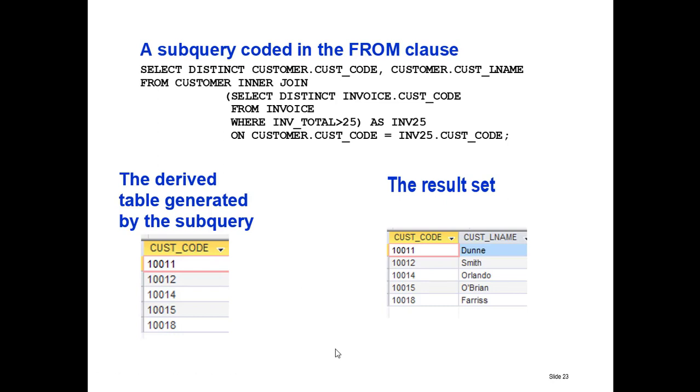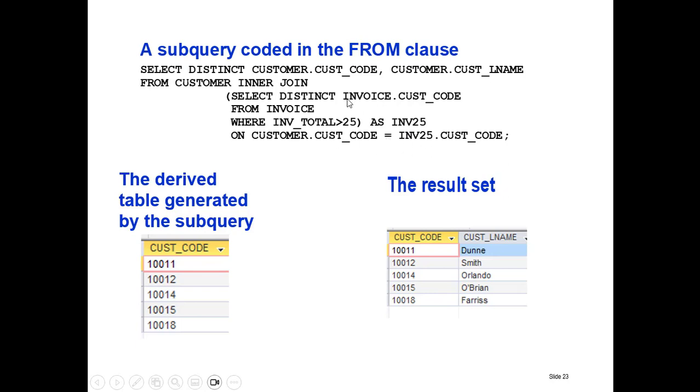Another place you might put a subquery is in the from clause. What does the from clause want? The from clause wants a table. So notice this is just producing what is called a derived table when you put it in the from clause. All invoices, I want the customer code for all invoices if it's greater than 25. Alias that as invoice 25. So that's as if it were a table. This is not a correlated subquery. This is just a subquery written in the from clause, and then that's as if it were a table.